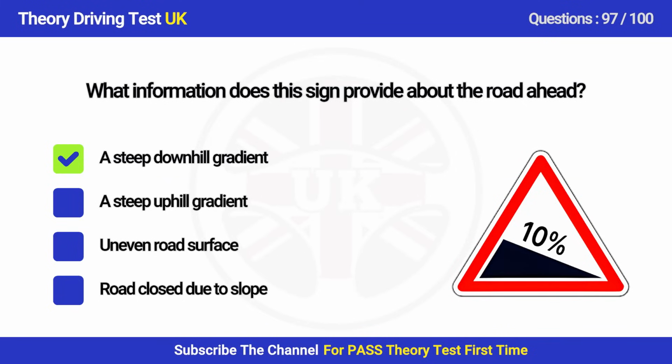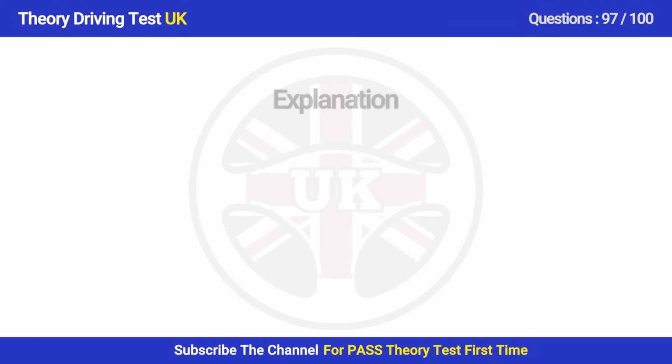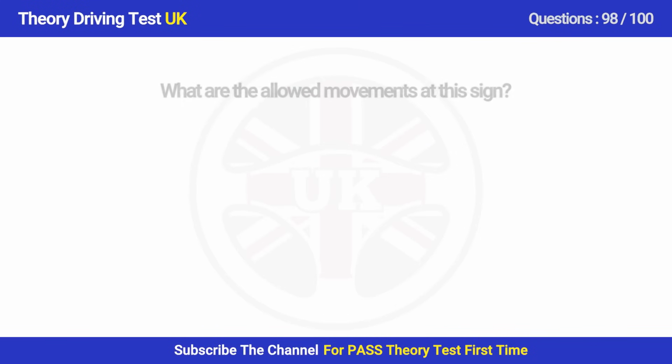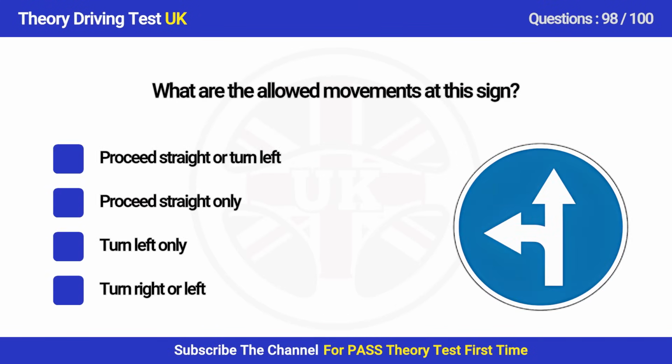Answers is A. A steep downhill gradient. This sign indicates a steep descent or downhill gradient. Drivers should select a lower gear to use engine braking, reducing the need for continuous foot braking and preventing brake fade. Be extra cautious, especially with heavy loads or in wet conditions. Question 98. What are the allowed movements at this sign?